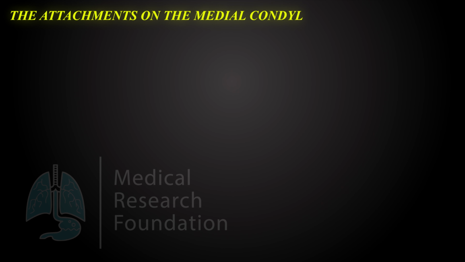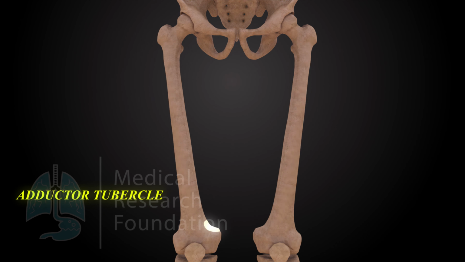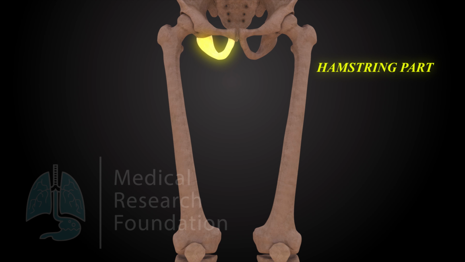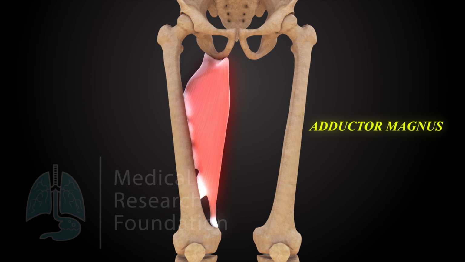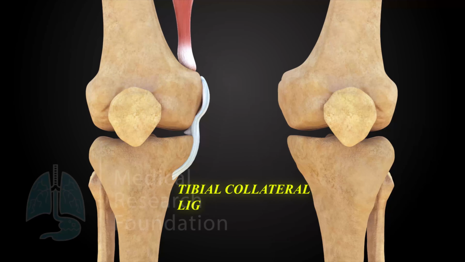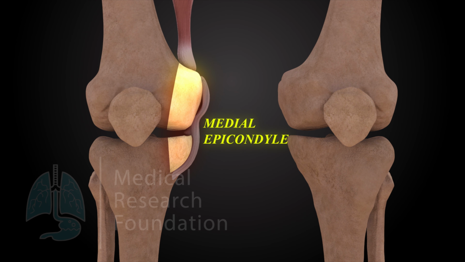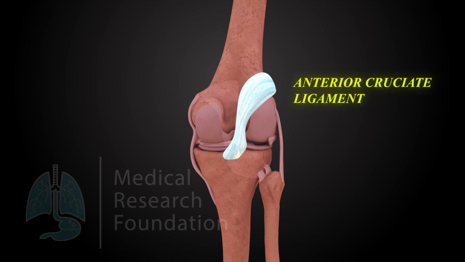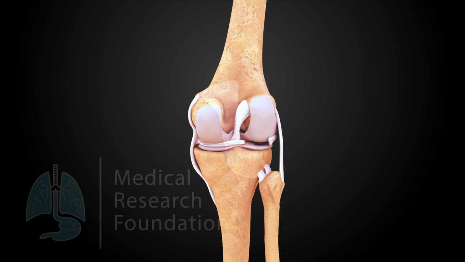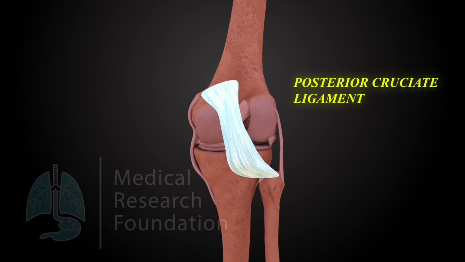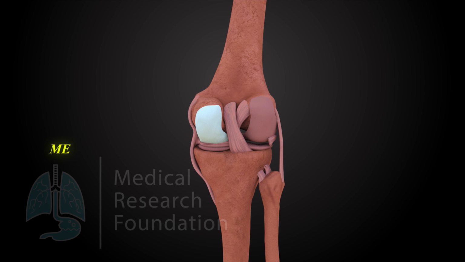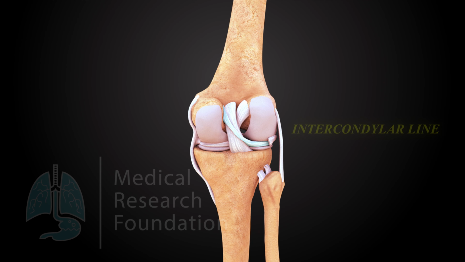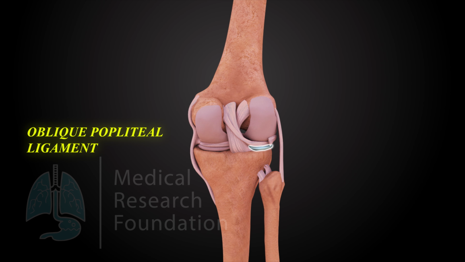The attachments on the medial condyle are as follows. The adductor tubercle receives the insertion of the hamstring part or the ischial head of the adductor magnus. The tibial collateral ligament of the knee joint is attached to the medial epicondyle. The attachments on the intercondylar notch are as follows. The anterior cruciate ligament is attached to the posterior part of the medial surface of the lateral condyle on a smooth impression. The posterior cruciate ligament is attached to the anterior part of the lateral surface of the medial condyle on a smooth impression. The intercondylar line provides attachment to the capsular ligament and laterally to the oblique popliteal ligament.